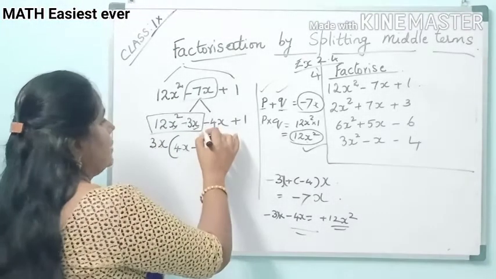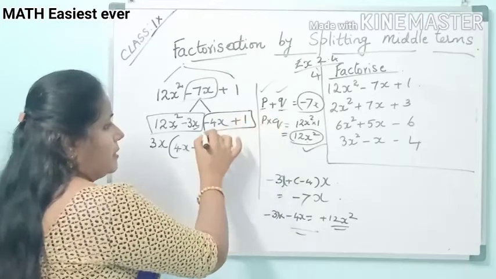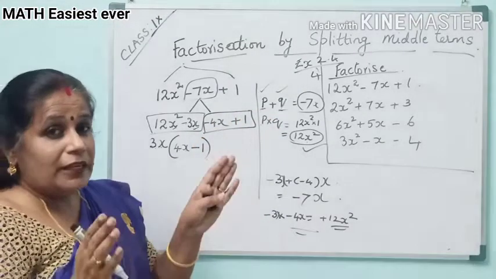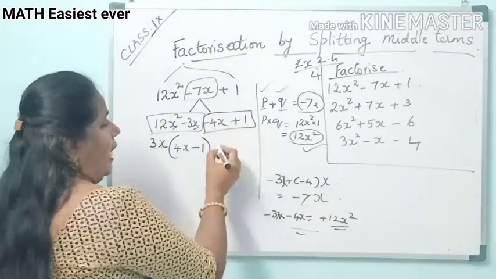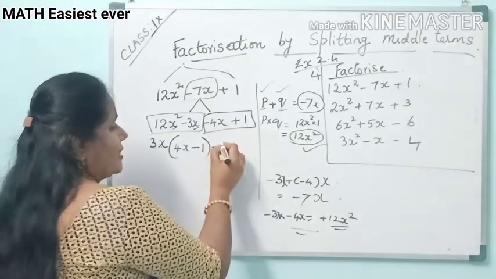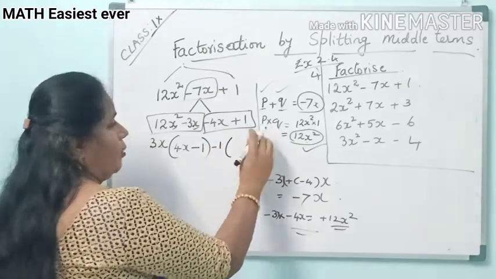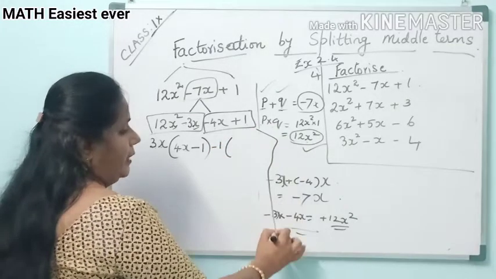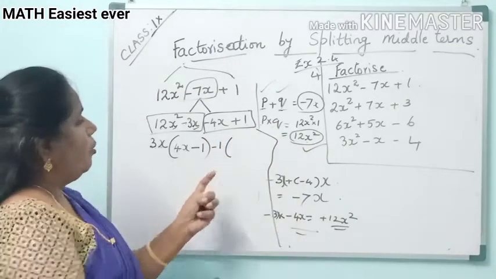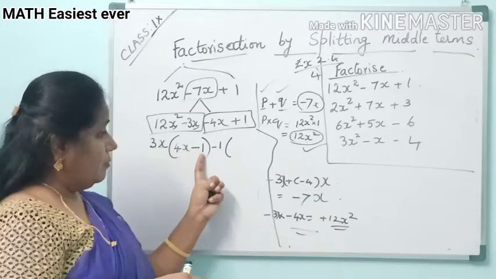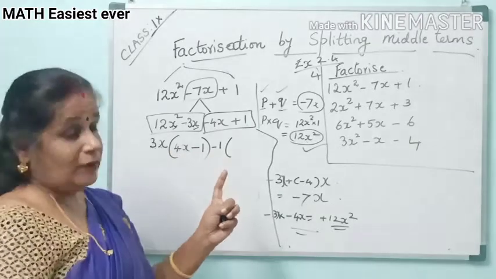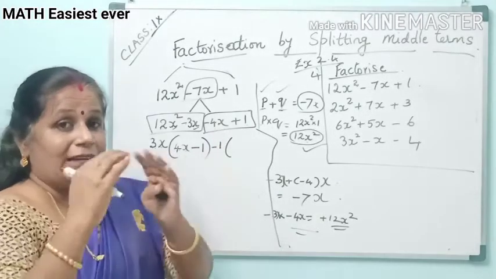Now take out these two terms, minus 4x and 1. From these two, which is common? You see, minus 4x and plus 1, I can take only 1 as common. I will take minus 1 as common. What is the reason for me taking minus 1 as common? Because what is here in the inside bracket is 4x minus 1. Same, I have to get 4x minus 1. So if I take minus 1 only, I will get the same term.